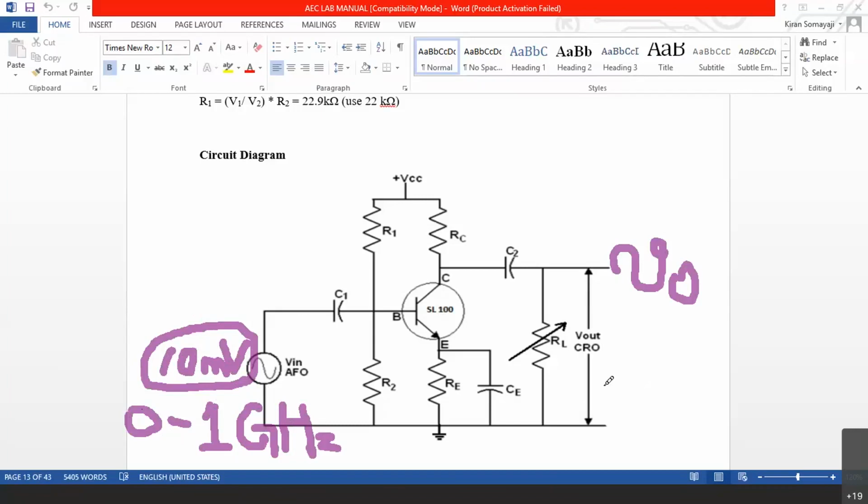Later on, you will have a tabular column where you will measure gain, V0 by VI. VI is fixed to 10 millivolts. V0 by VI is the voltage gain. You will convert it into dB by 20 log V0 by VI. Now you have this frequency, 0 till 1 gigahertz. You will take a semilog graph sheet, where x-axis is frequency and y-axis is gain, and you will plot the frequency response of this RC coupled amplifier. That is the first part of this experiment.